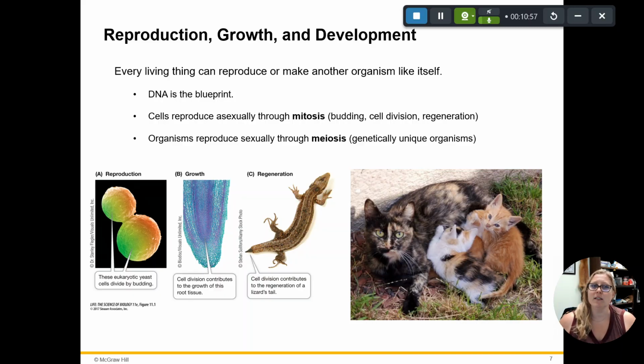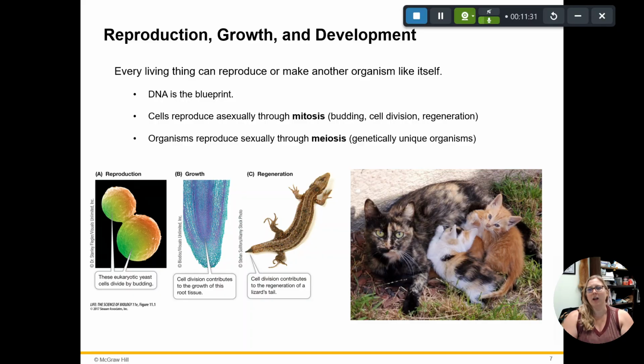In either case, reproduction is going to generate new organisms, whether it's just new cells or whether it's a brand new organism like a mama cat with her baby kittens, okay? When we talk about growth and development, that's still when cells are making copies of themselves. So those kittens, while they're really cute and tiny right now, are not going to stay cute and tiny. If you've ever seen a kitten, they grow very, very quickly. And you're going to see that growth as a response to reproduction, to cells making copies of themselves.